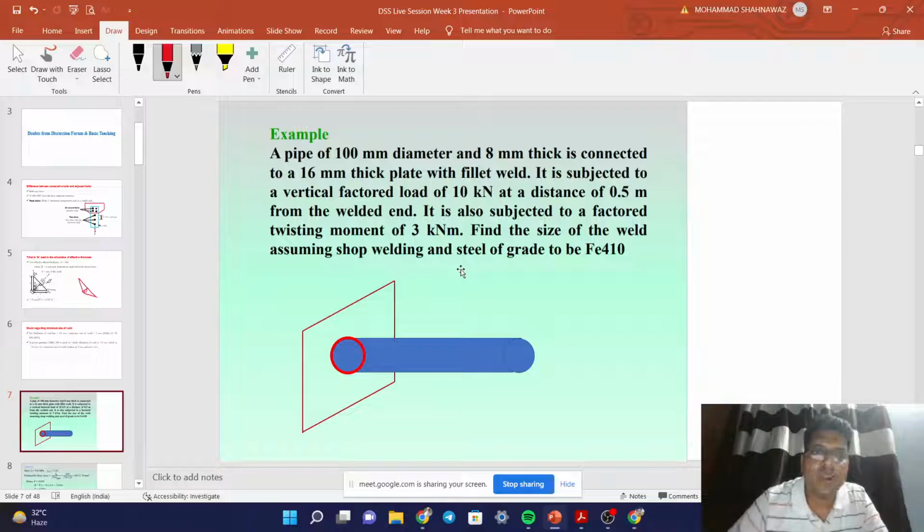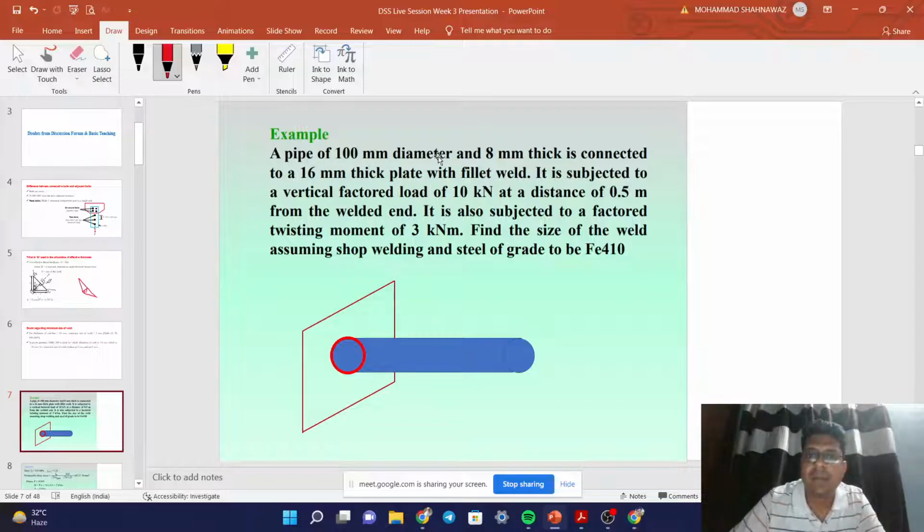So one of the students on the discussion forum has asked to explain this numerical example once again, and further he has raised one more doubt related to the calculation of polar moment of inertia of this part. So let us read this question first.